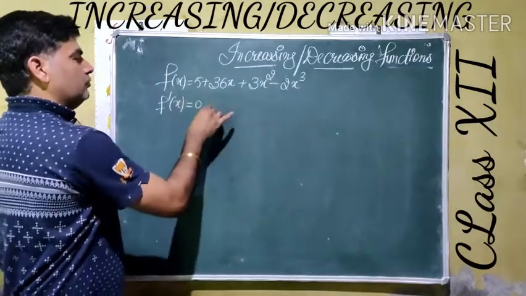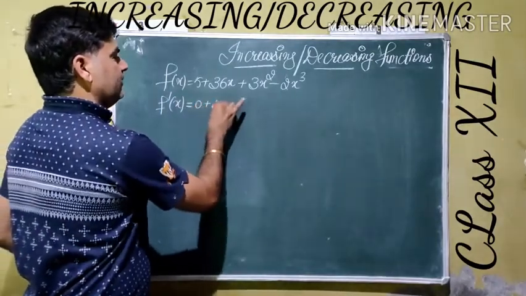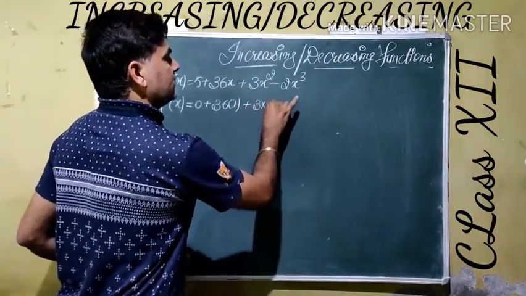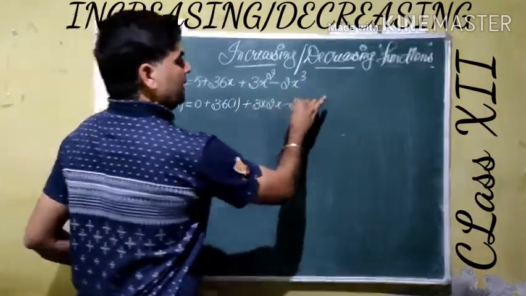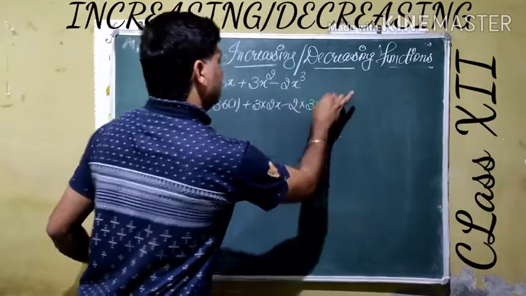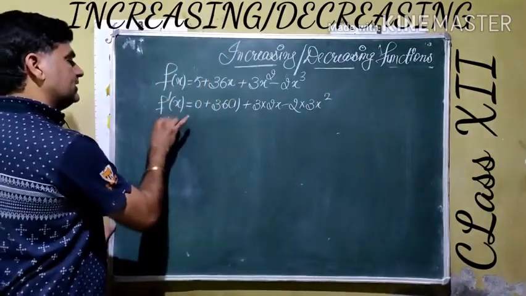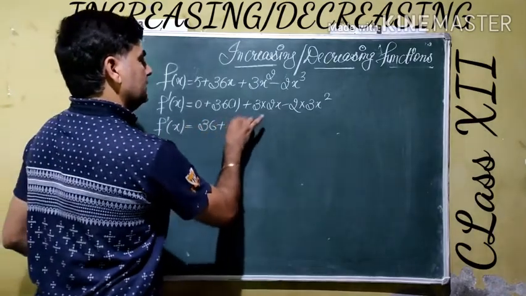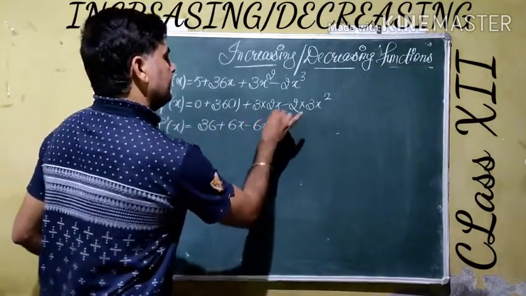The derivative of 5 becomes 0. The derivative of 36x becomes 36. The derivative of 3x square becomes 6x by power rule. The derivative of 2x cube becomes 6x square. Here f dash x we get finally 36 plus 6x minus 6x square.